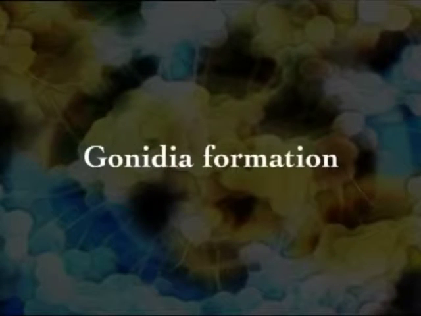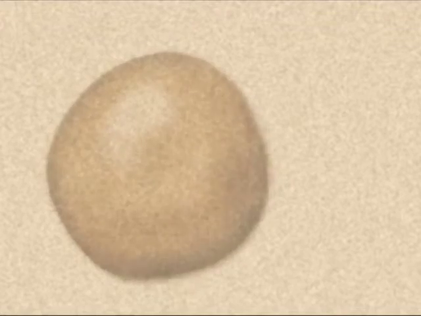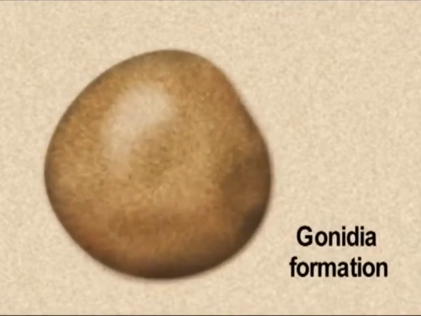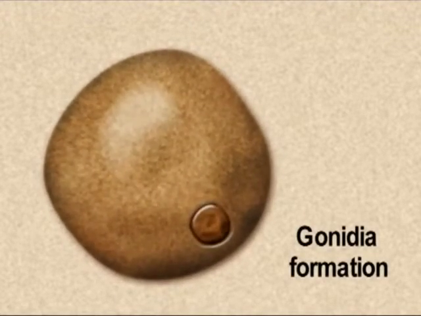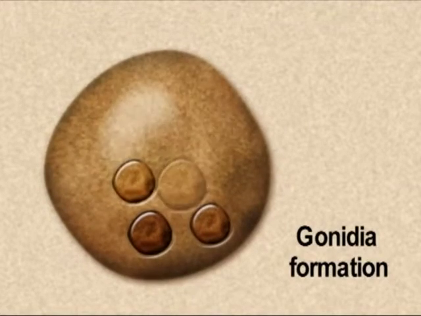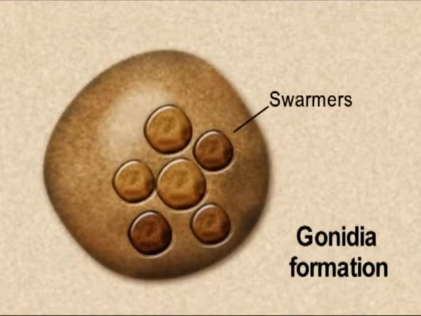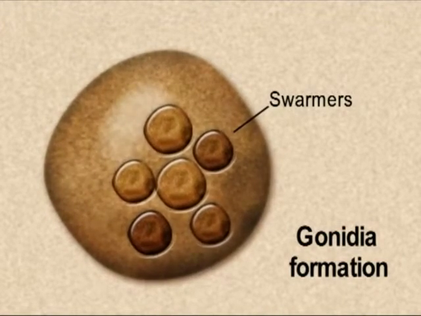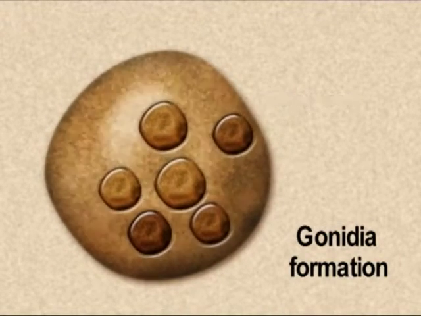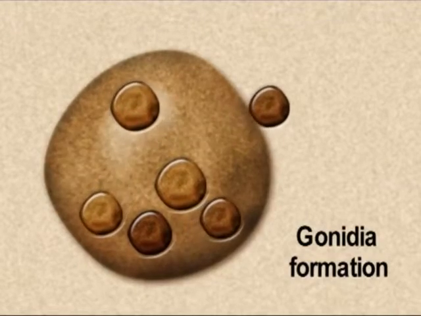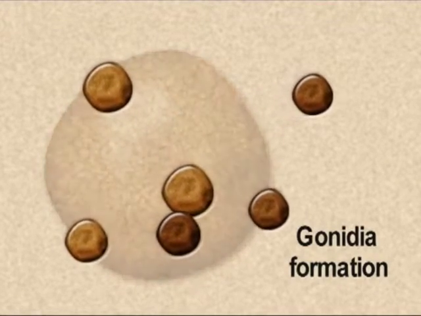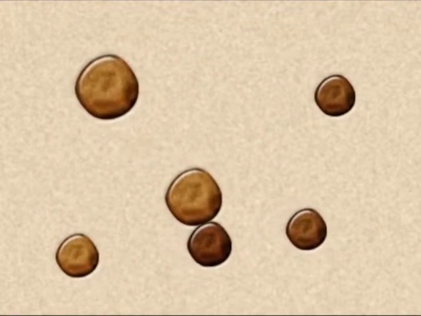The gonidia formation. First, the gonidia. The bacterial cells produce a number of flagellated daughter cells within. These daughter cells are also called swarmers. The cell wall of the parent cell ruptures, releasing what come to be called gonidia. This type of reproduction is reported in Rhizobium species and also in Volvox carteri.